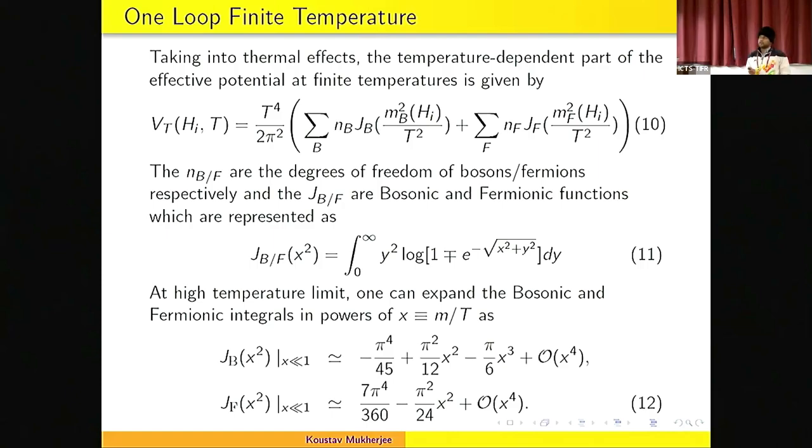Okay, now taking into account the thermal effects, the temperature dependent part of the effective potential is given by this quantity, where JB and JF are the bosonic and fermionic integrals given by this expression, and one can expand in terms of m by T. Now this approximation is not valid every time. This polynomial expansion is valid for certain regions, but for the sake of simplicity I have shown that, but in my analysis I have used the entire expression.